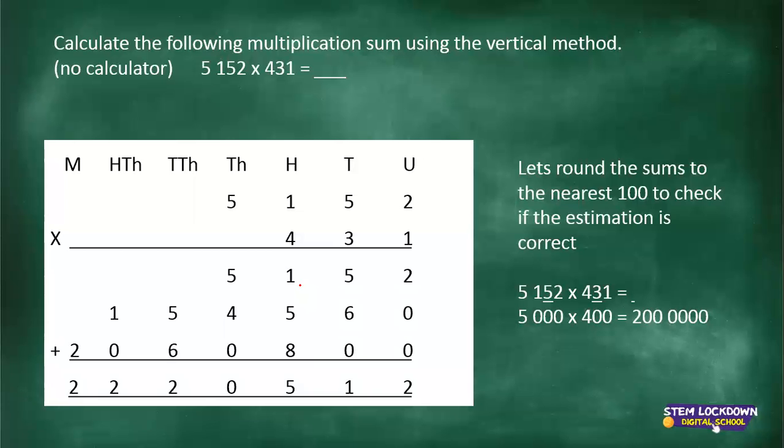Okay, so we're going to look at multiplying 5152 times 431. So now let's do the rounding up first. If they're asking you to round up to the nearest 100, we're going to look at our tens column.